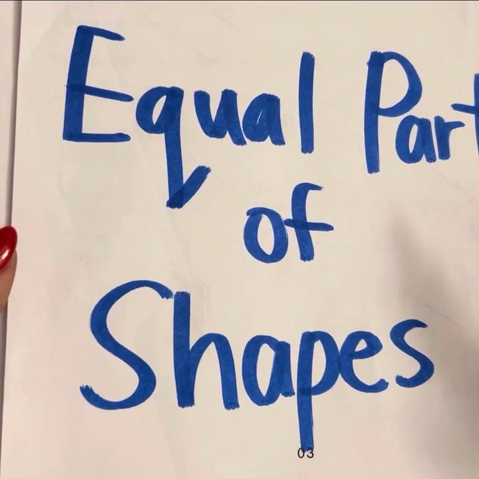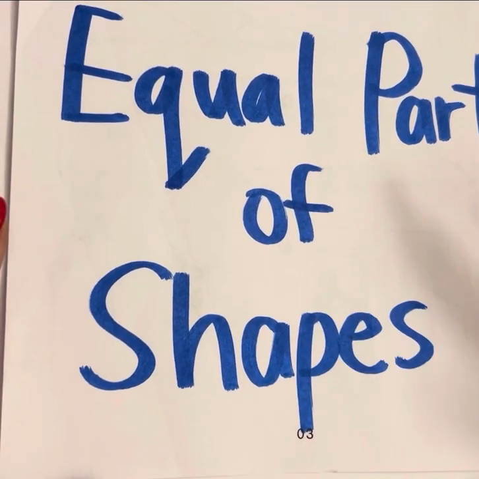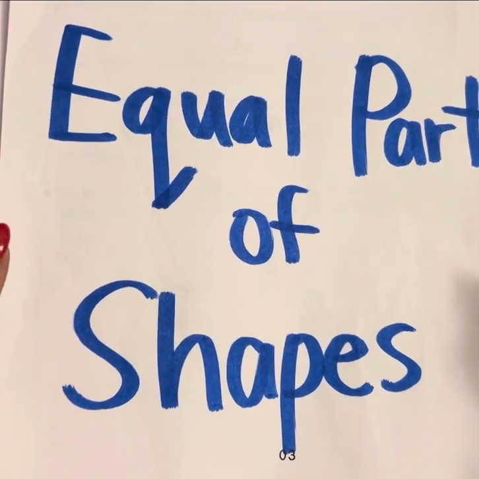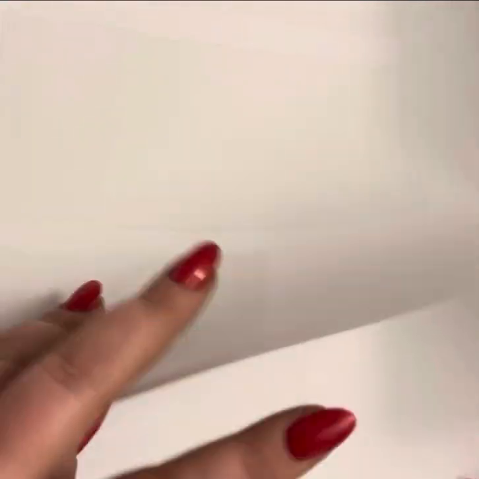Everyone, today we are going to be learning about equal parts of shapes. In order for parts to be equal, they need to be the same size. First, we will look at circles. We are going to split these circles up into equal parts.